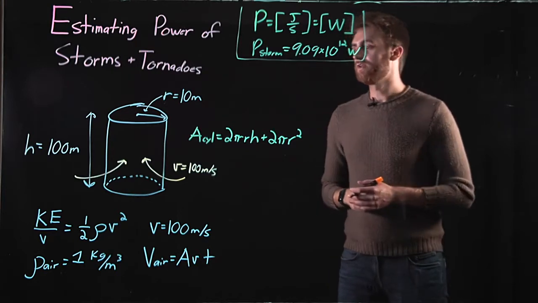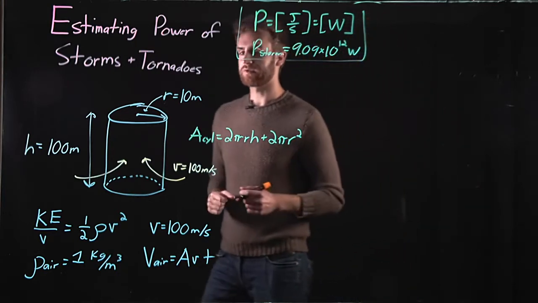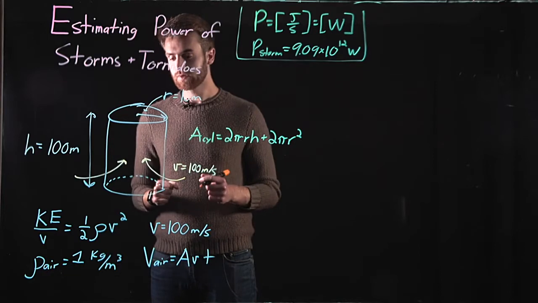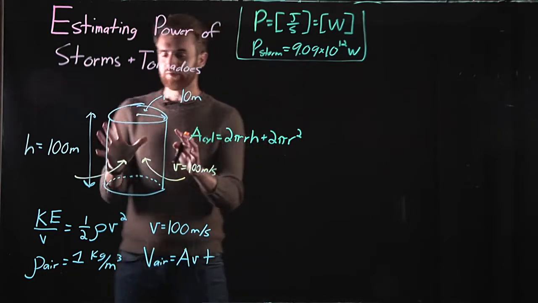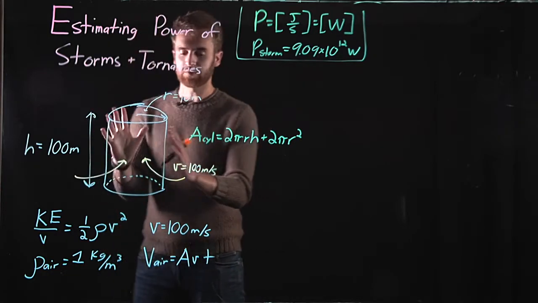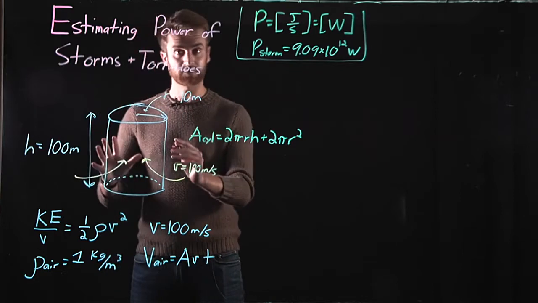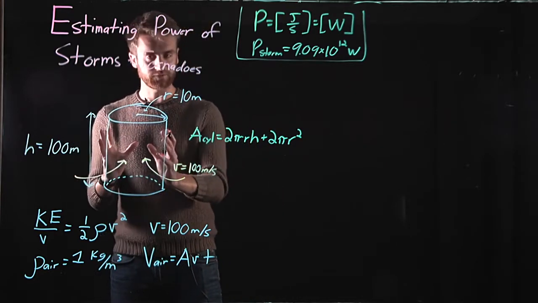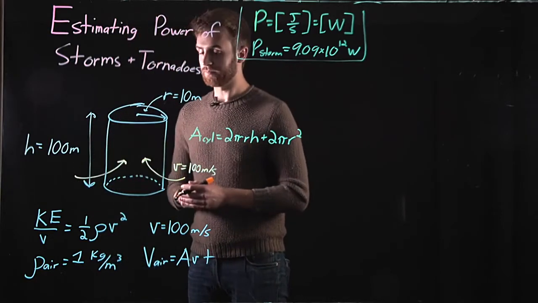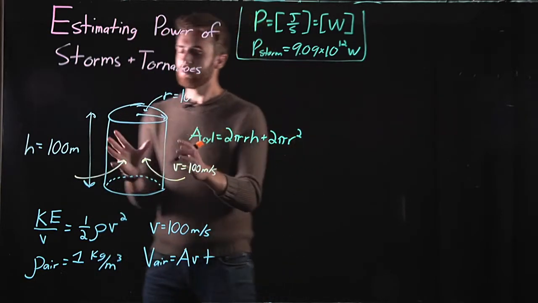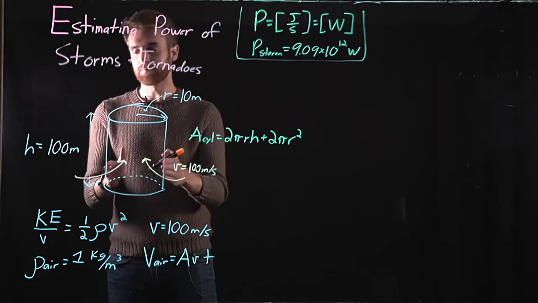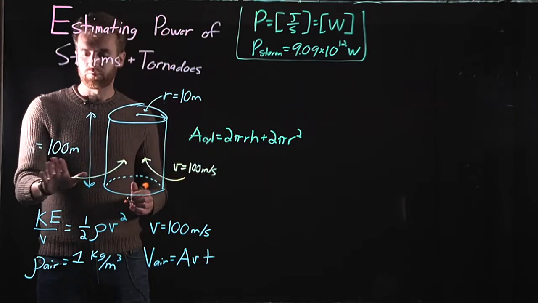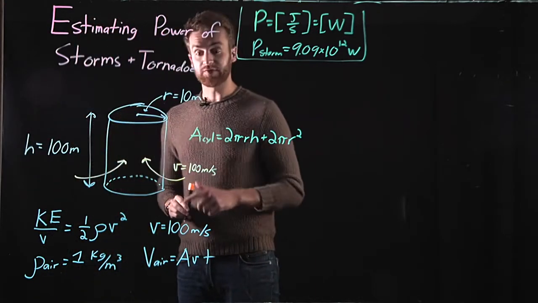Now we're interested in understanding the power released by a tornado. So a tornado is a rapidly rotating column of air that moves along the ground with a much smaller impacted surface area than, let's say, a typical thunderstorm. So let's model our tornado as just a cylinder with a height of 100 meters and a radius of 10 meters.